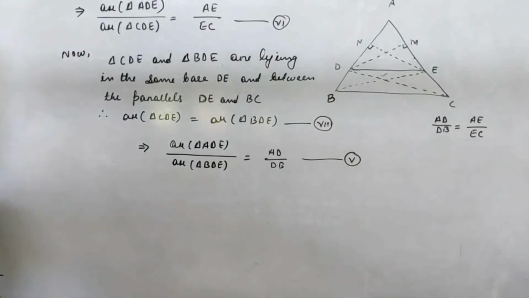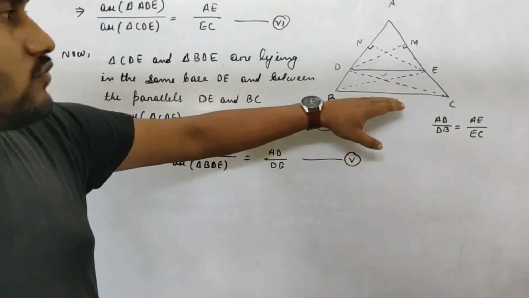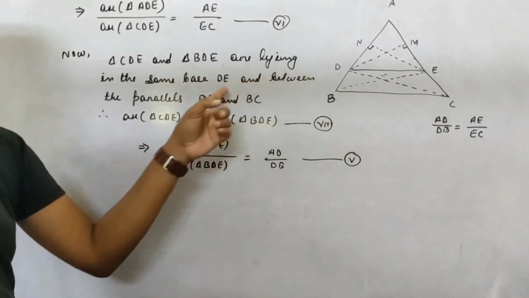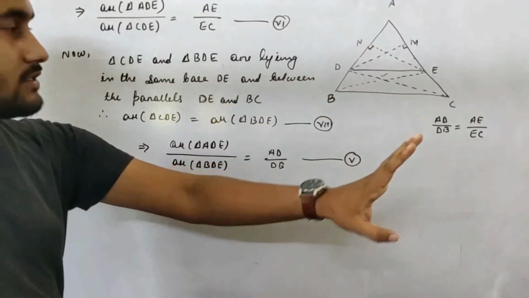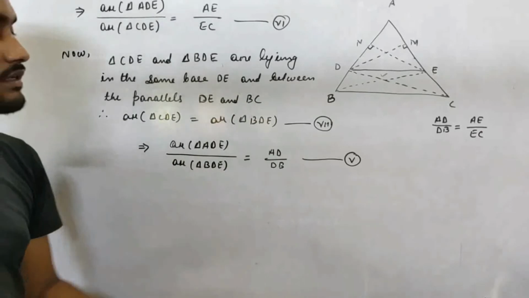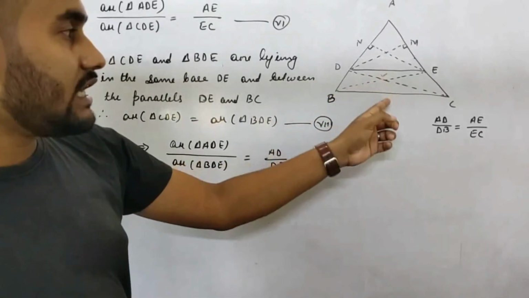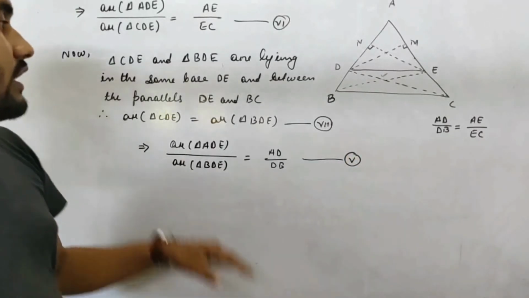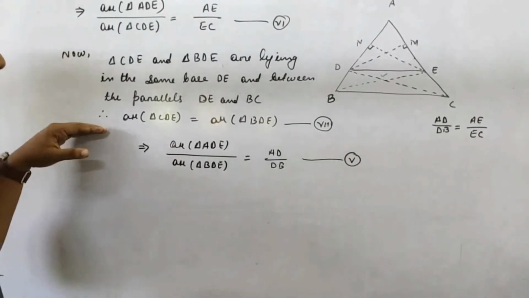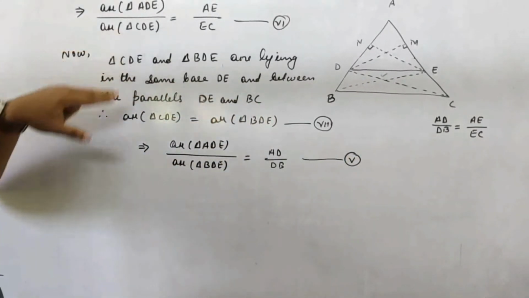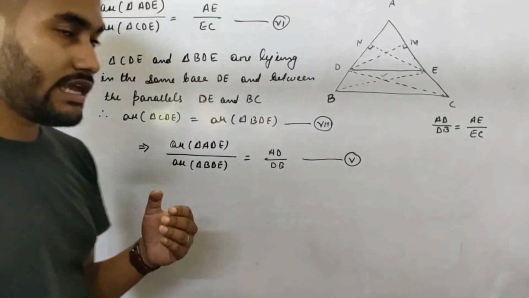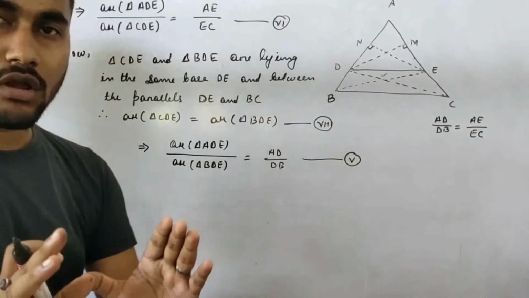Now you see nicely, okay? Understood? So if two triangles are lying between the same base, what is the base in this question? DE is the same base, common base. And if between the same parallels, that is DE and BC, they are lying between these two parallels also, so their area will be equal. This was the theorem. So by that theorem, the area of this triangle and this triangle will be the same. And our theorem is also done.